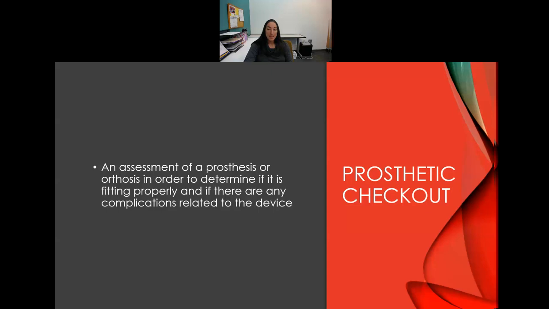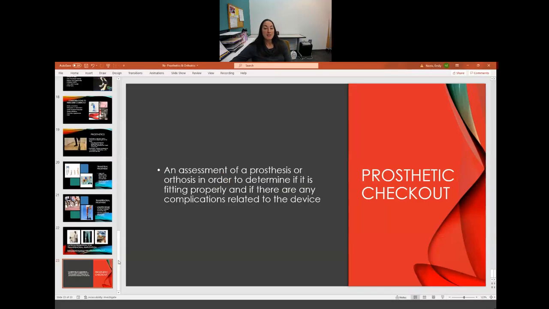All right, prosthetic checkout. So you assess a prosthesis or an orthosis and you determine if it's fitting properly, if there's any complications related to the device, and if any more changes need to be made to the device. That's called a prosthetic checkout. Typically it's done by the prosthetist, and the PT may be involved slightly, but typically not a great deal. There are, of course, other prosthetic devices for arms and hands and all types of things, but again, I just want you to know just enough to understand what's going on.